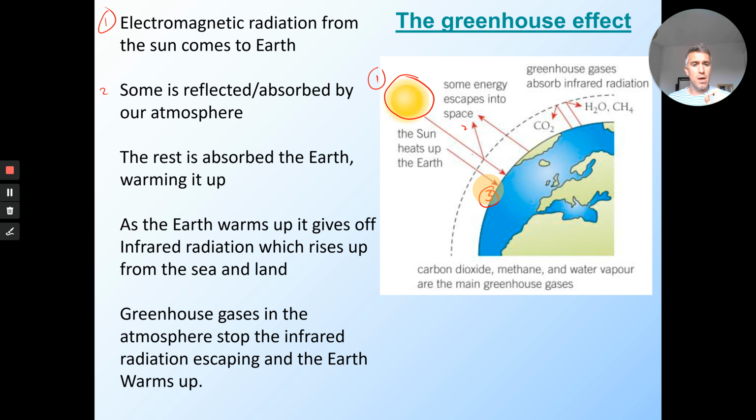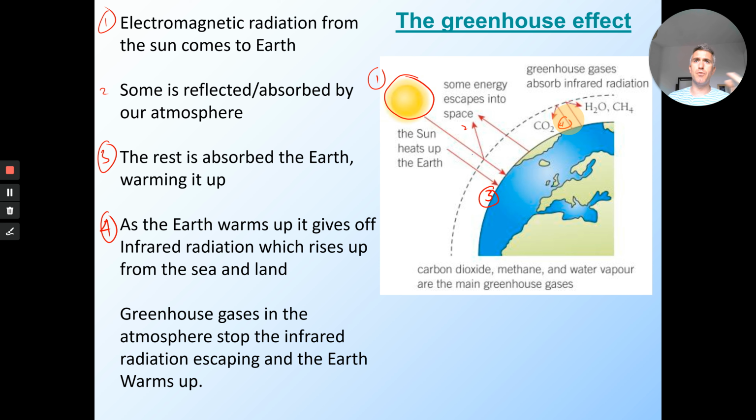Now, when the Earth is warm, things give off infrared radiation. That's 3, 4. Warm things give off infrared radiation. It's a type of radiation that's associated with heat, thermal radiation. And this infrared radiation leaves the Earth and travels up to the atmosphere. Some of it will escape, but quite a lot of it is reflected back down by the greenhouse gases in the atmosphere. This warms the Earth up.